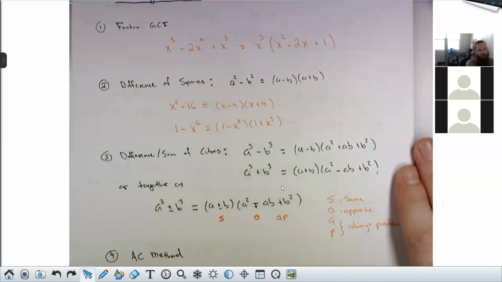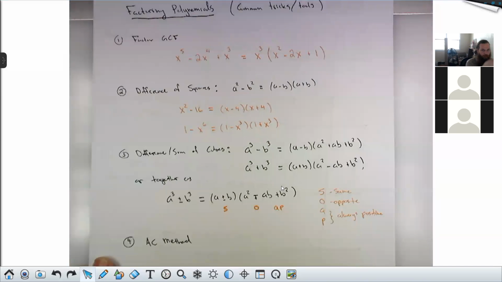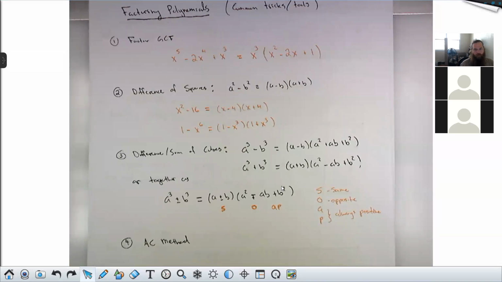The last important factoring trick is the AC method, which we've already gone over, but I will show you another couple examples starting next time. So on Thursday, we're going to come in and talk more about factoring polynomials. I will work lots and lots of examples for you guys. We'll solve equations by factoring polynomials. And then we're going to start talking about rational functions, which have all sorts of interesting things going on.